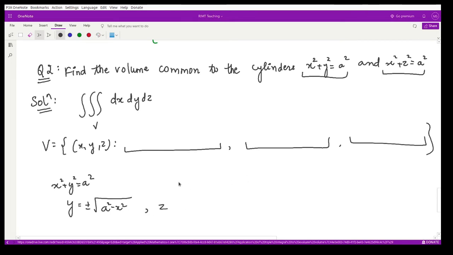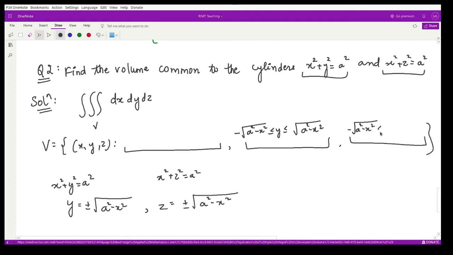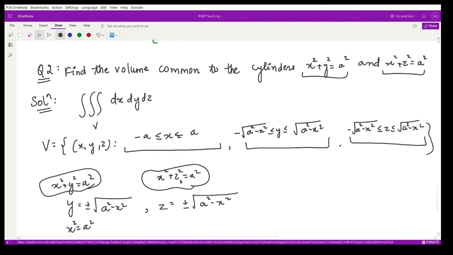And from here, the value from the second curve, x square plus z square is equal to a square, we can calculate the value of z, that is equal to plus minus square root of a square minus x square. Okay, so that means we clearly have the limits of y, which are from minus square root of a square minus x square, to plus of this quantity. And the limits of z are also from minus of this quantity to plus of this quantity, square root of a square minus x square. And now we want the limits of x such that it is independent of both y as well as z. So if in this curve we eliminate y, we have x square is equal to a square, or in other words, you have the limits of x from minus a to a. And similarly here also, if you eliminate z, you again have x square is equal to a square, so your limits are according to this.